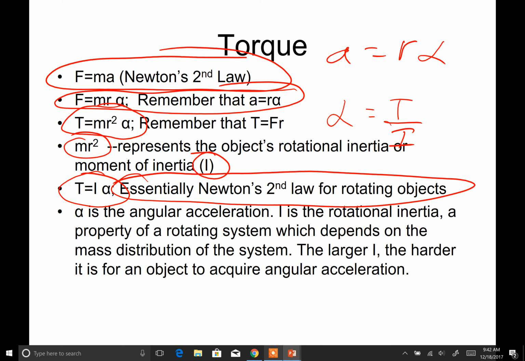Remember, alpha is angular acceleration, I is the rotational inertia, and it's a property of a rotating system which depends on not just the mass, but also the distribution of that mass in the system. The larger I, the harder it is for an object to acquire an angular acceleration.